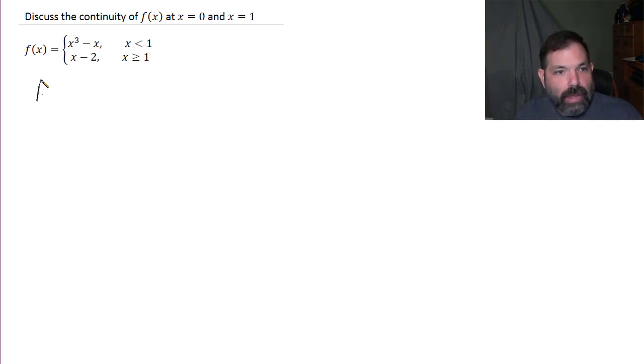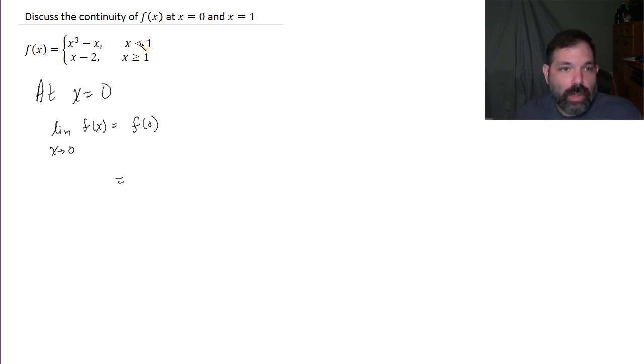All right, so let's see. At x equals 0, what do we need to prove? We need to prove that the limit as x approaches 0 of the function is equal to the function at 0. Well, the function at 0 is probably the easier case. If 0 is less than 1, that would be 0 cubed minus 0, that's 0.